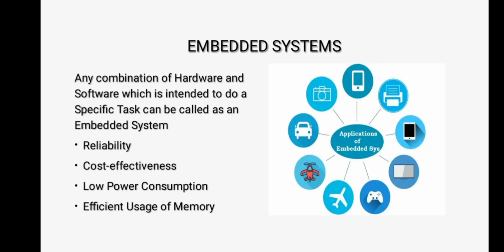And here we go with embedded systems. So what is an embedded system? An embedded system is a combination of both hardware and software, and it is designed in such a way as to perform only a specific or particular task. It has many applications like mobile phones, digital cameras, games, aeroplanes, and it has advantages like reliability, low power consumption, and cost effectiveness.